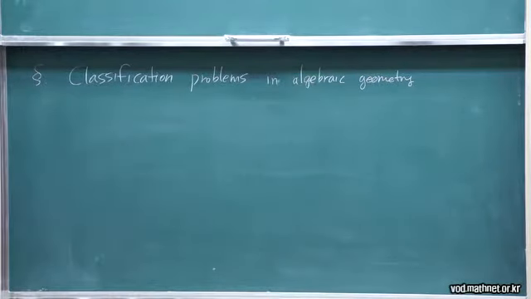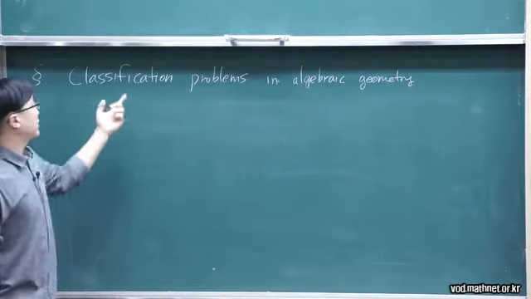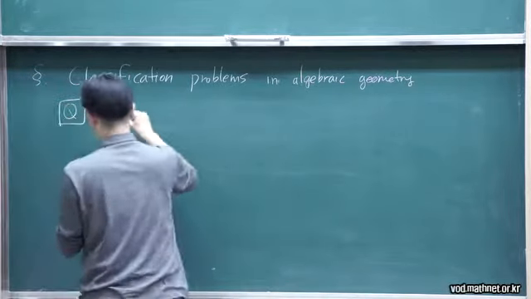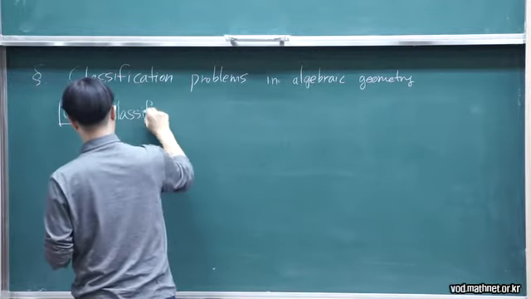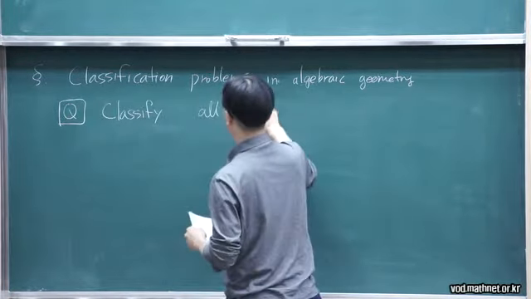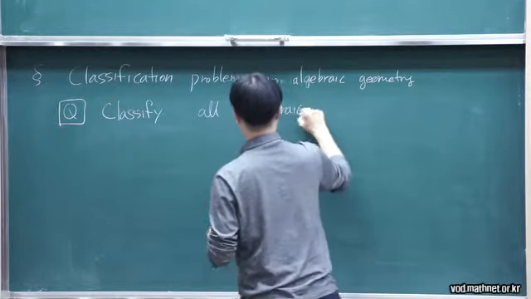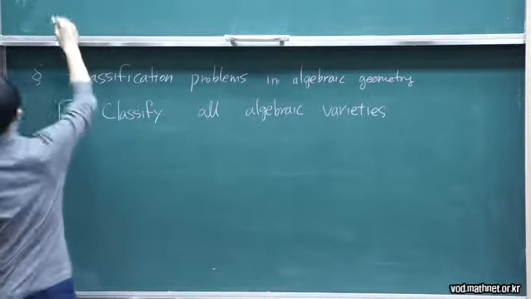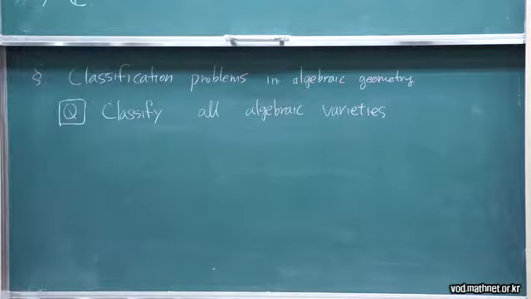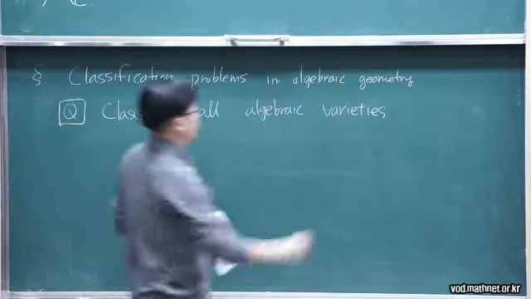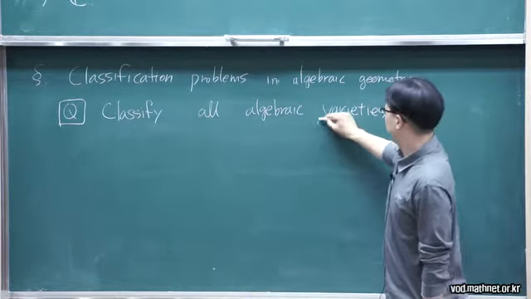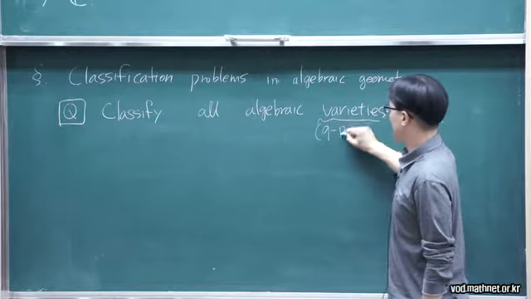And of course, in algebraic geometry, there are many interesting problems. But if I am interested in classification problems, then of course the most important and naive question is this one. Classify all varieties, all algebraic varieties. Oh, by the way, for simplicity, I'm going to fix the base field to be the field of complex numbers. Of course, this is too naive, and by variety, I mean quasi-projective variety.